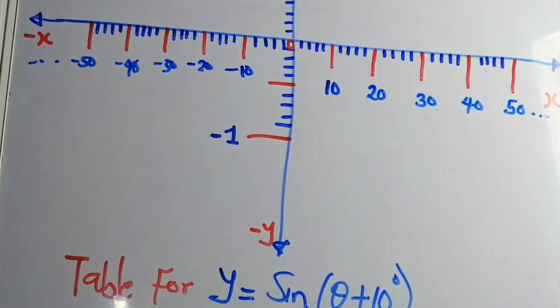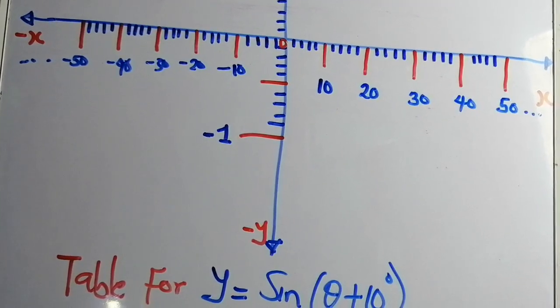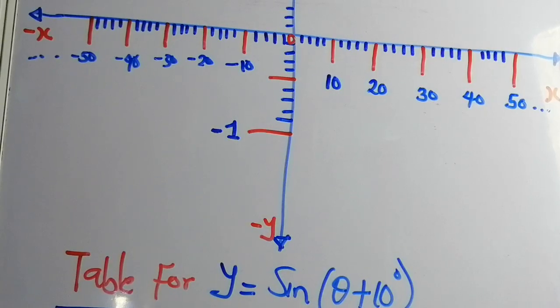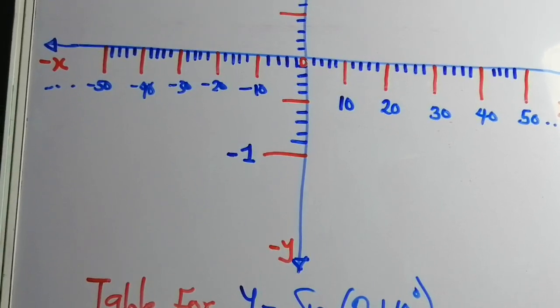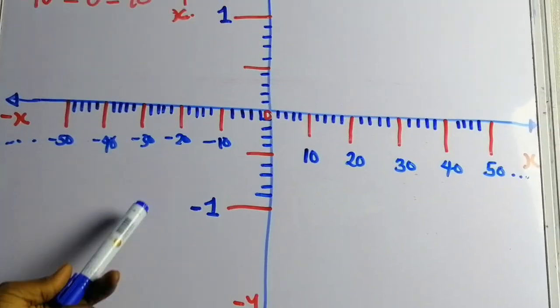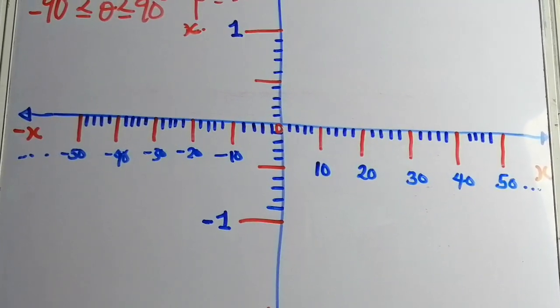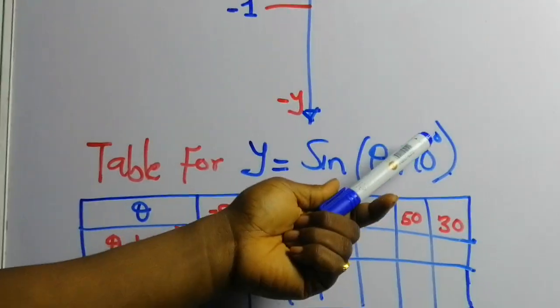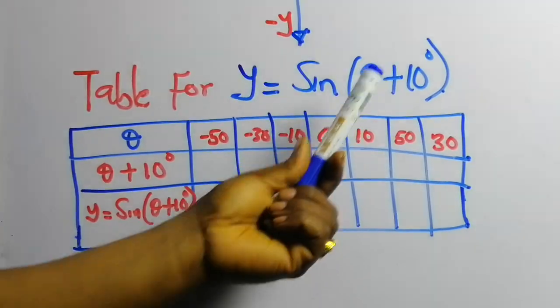It's very simple. Just understand it very well. You don't need a whole 1 hour class or a whole 2 hours class to understand graphs in trigonometry. Now, come back to the table. This is the table that we have here. This is the table for y equals sine theta plus 10 degree. Don't miss this degree.